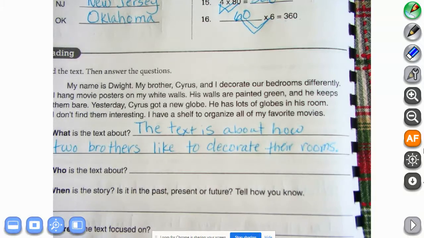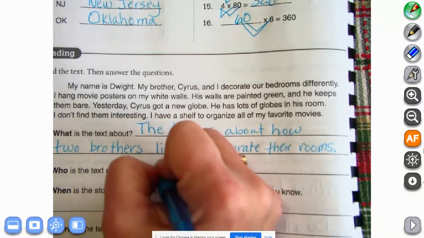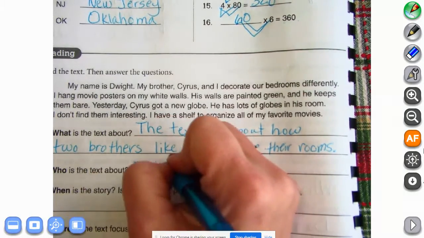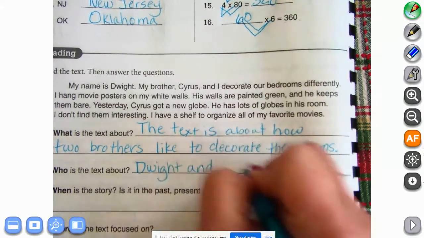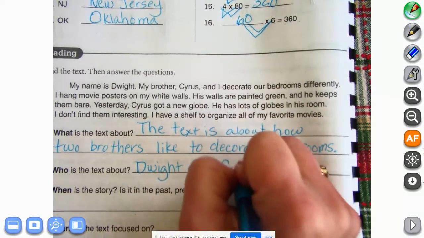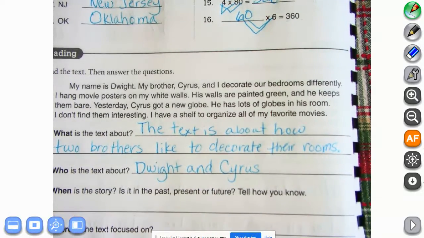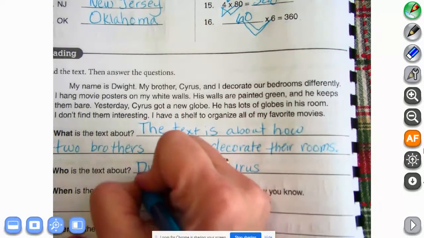Who is the text about? Dwight, we don't have a lot of room to do that sentence here. And Cyrus. But if we had room, we could say the text is about Dwight and Cyrus. I suppose I could probably put that in here.